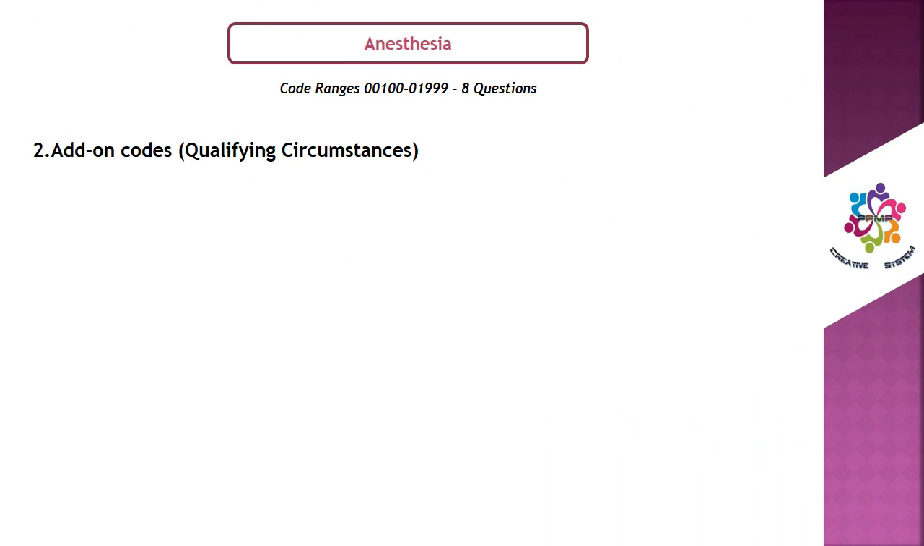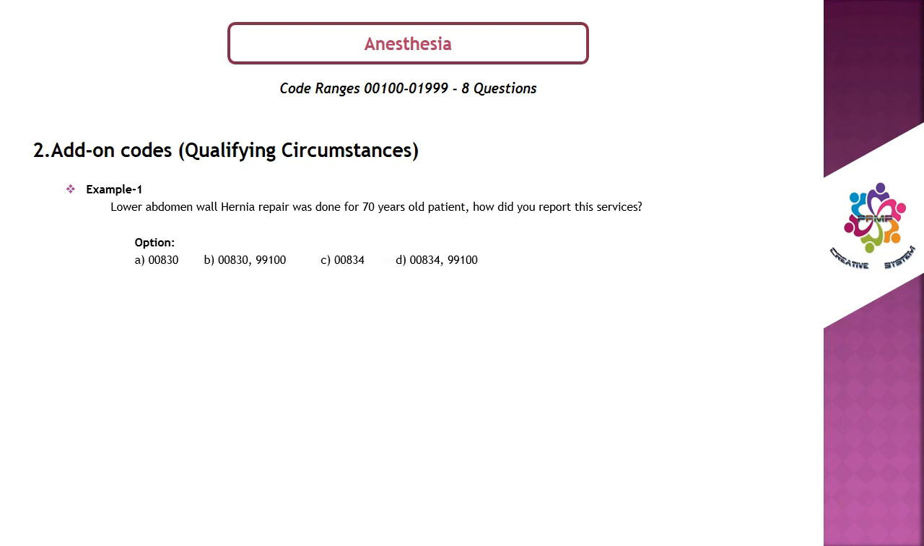Let's see some examples for better understanding. Example 1. Lower abdominal wall hernia repair was done for a 70 year old patient. How would you report these services? Option A. 00830. B. 00830, 99100. C. 00834. D.